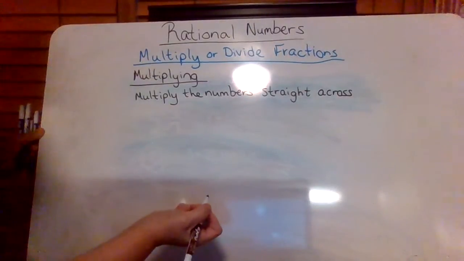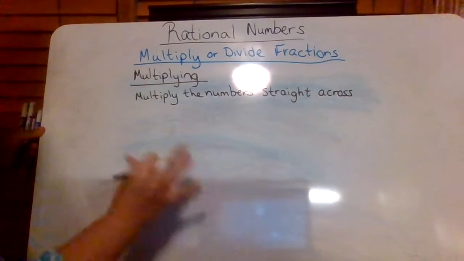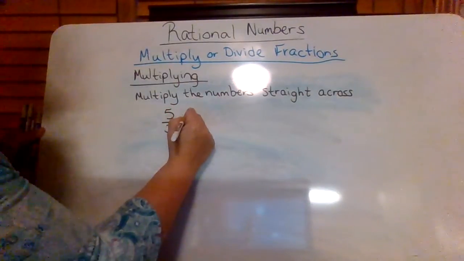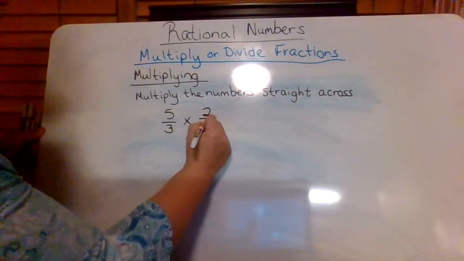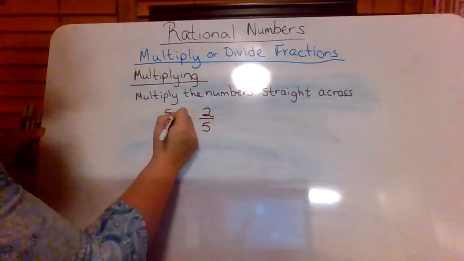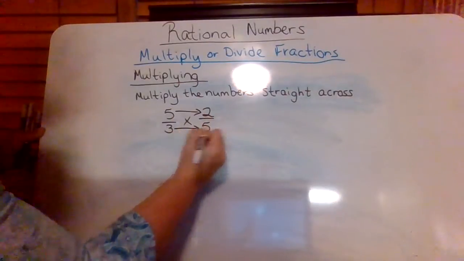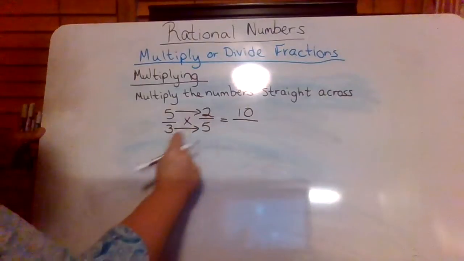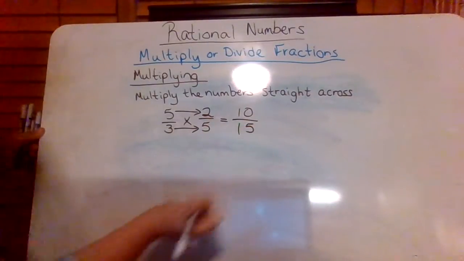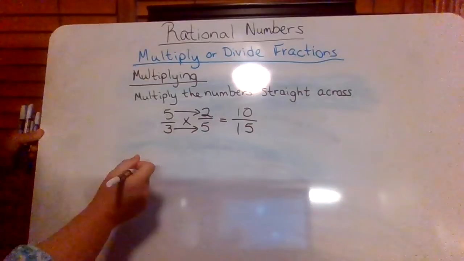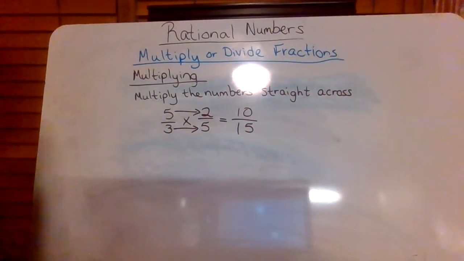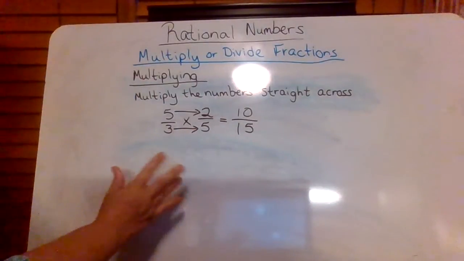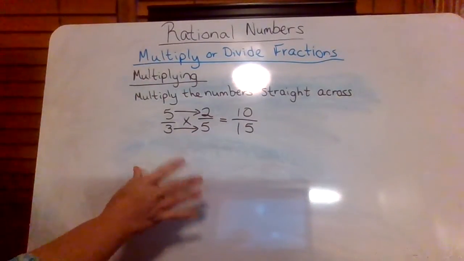And that's literally it. So if I give you, and I'm going to go ahead and give you converted fractions right now. So if I give you 5/3 times 2/5, you literally multiply straight across. So 5 times 2 is 10. 3 times 5 is 15. Now, when you're doing this, anytime you're dealing with fractions, whether it's addition, subtraction, multiplication, or division, it doesn't matter.